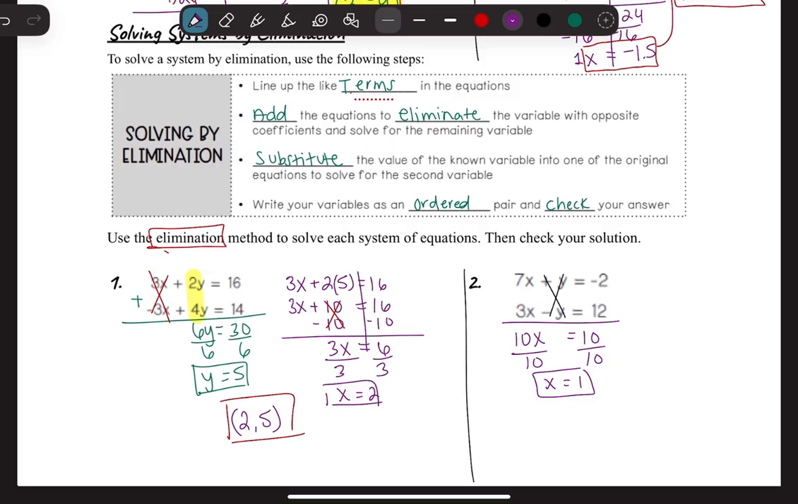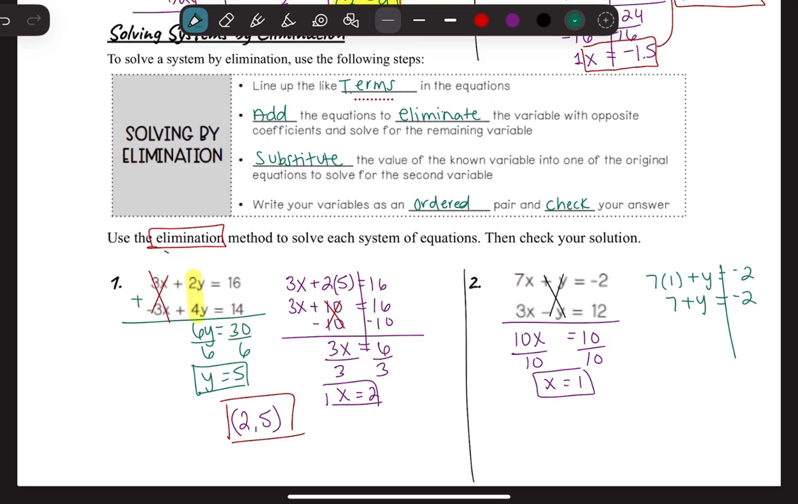Now I'm going to use that value and plug it in. I'm going to plug it into, let's do the top equation again. So instead of 7x, I'm going to write 7 times 1 plus y equals negative 2. We're plugging in x in order to solve for y. As you can see, y is my only variable in this equation because I just plugged in 1 for x. So 7 times 1 is 7 plus y equals -2.